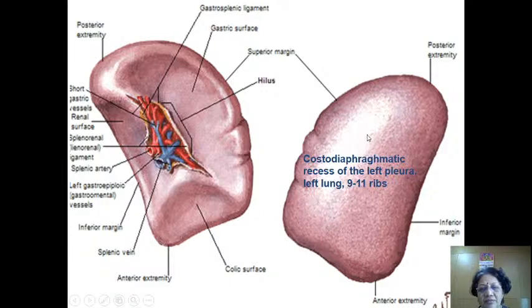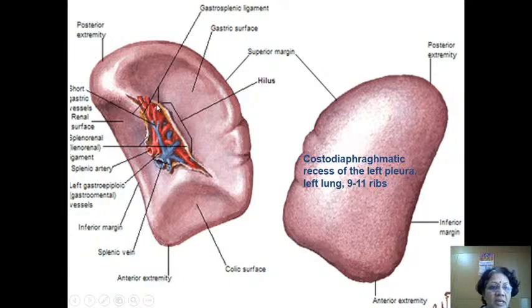The diaphragmatic surface is easy. There, because it is just under the diaphragm, and we know that the lung comes down right up to the costal margin, the costodiaphragmatic recess of the left pleura will be related to the spleen. Also the inferior-most part of the left lung, and the 9th to 11th ribs of the left side. These are the relations of the diaphragmatic surface.